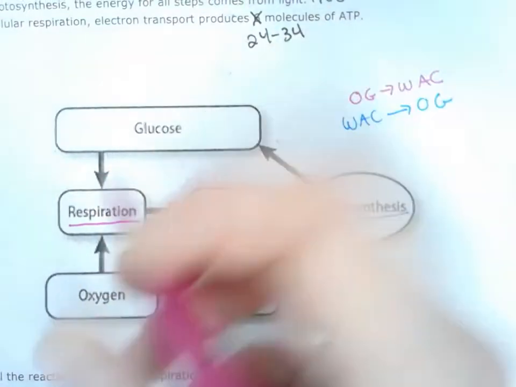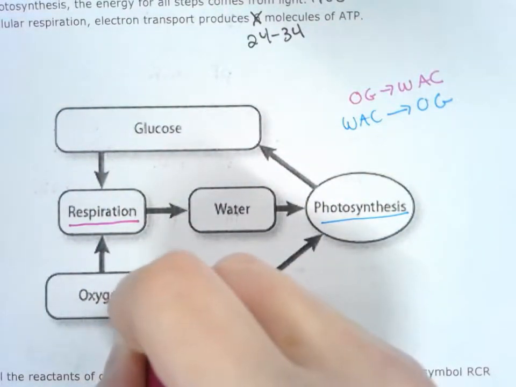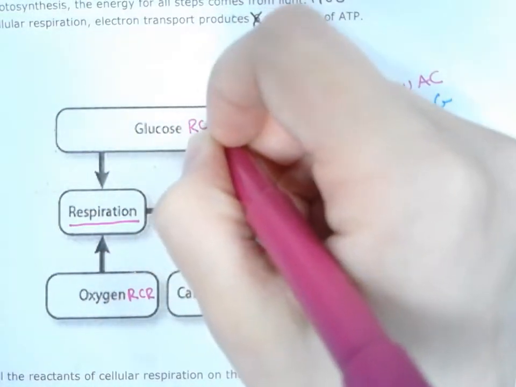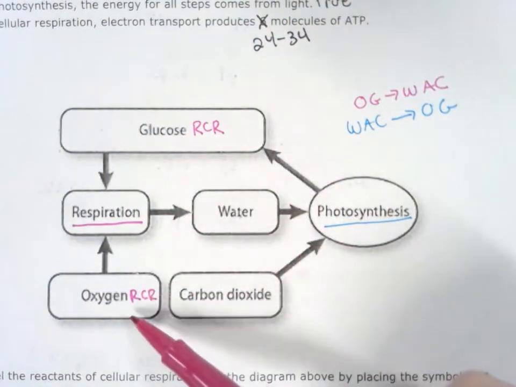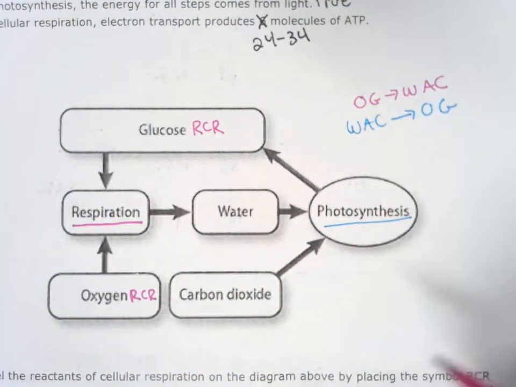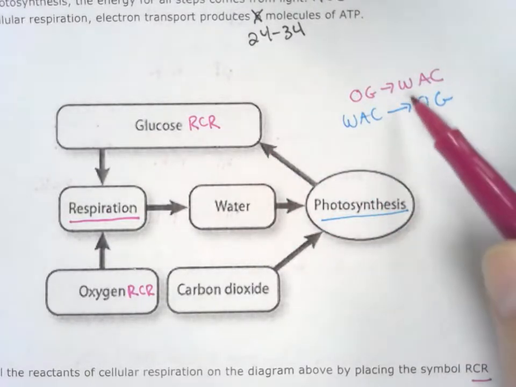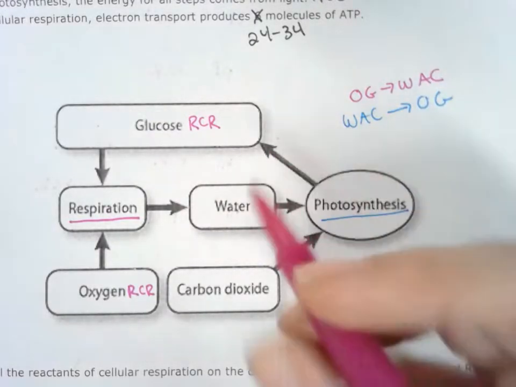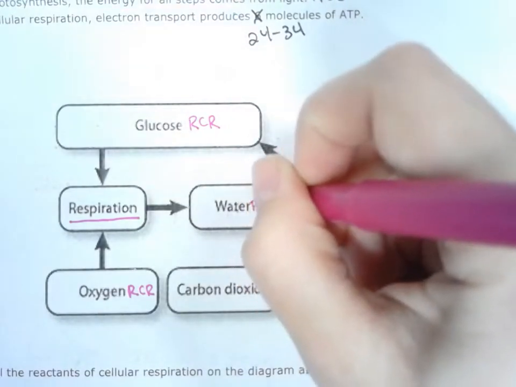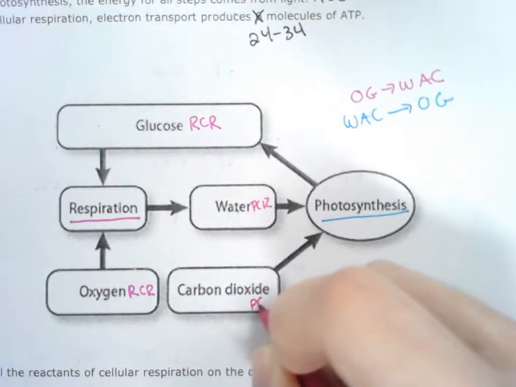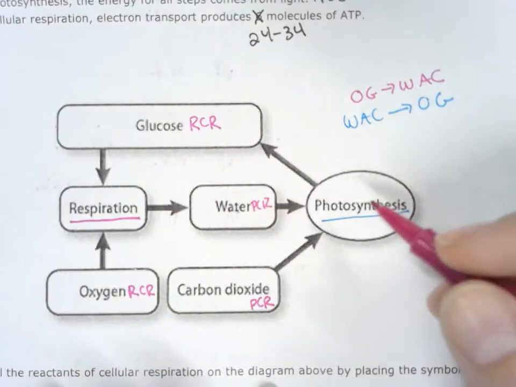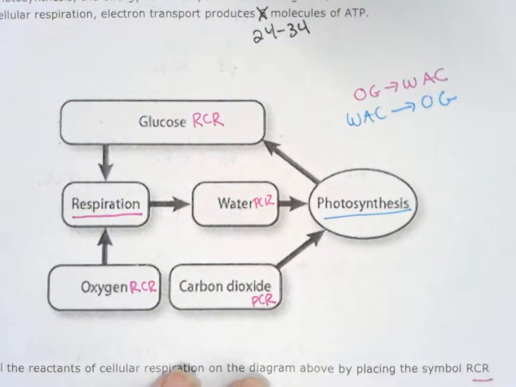So I'm going to label oxygen and glucose. Remember, RCR is simply a reactant of cellular respiration. My products of cellular respiration are water, energy, and carbon dioxide. So I see water and carbon dioxide. I don't see energy. If I did, I would label it. And that's it for cellular respiration.